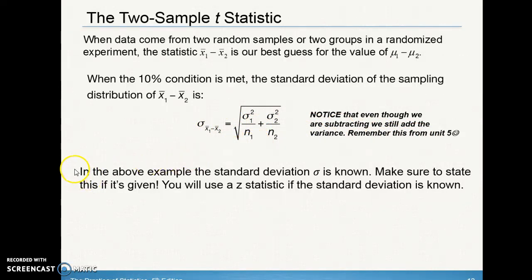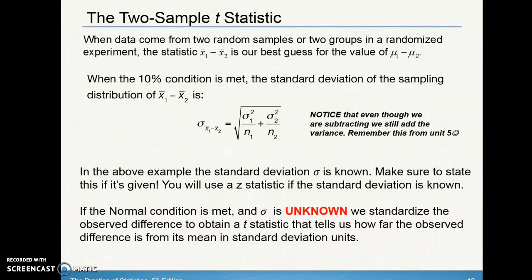So in the above example, the standard deviation is known. Now, make sure to state this if it's given. And we're going to be going back to our Z and our T statistics. You're going to use a Z statistic if the standard deviation is known. And what do you use if it's not known? That's going to be your T statistic.